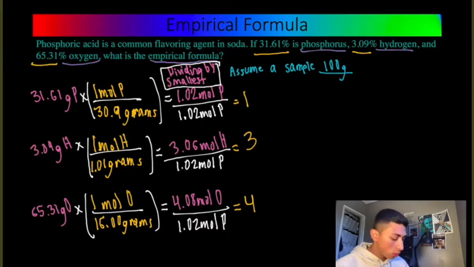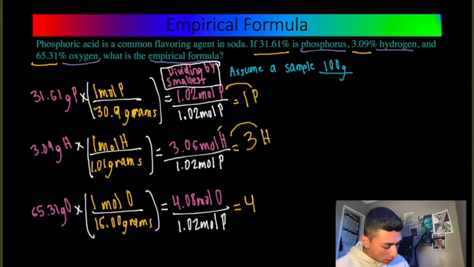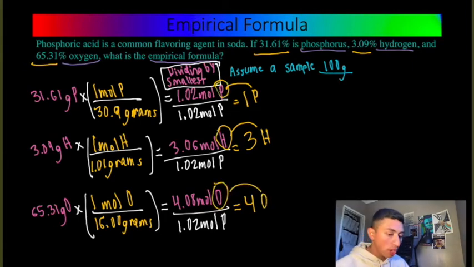And the final one equals 4. Now, remember, this was for phosphorus. The 3 is for hydrogen, right? Hydrogen. This one's for phosphorus. And the 4 is for oxygen. Now that we know this, we can write out our empirical formula, right?